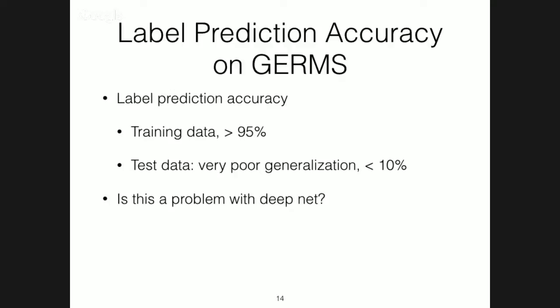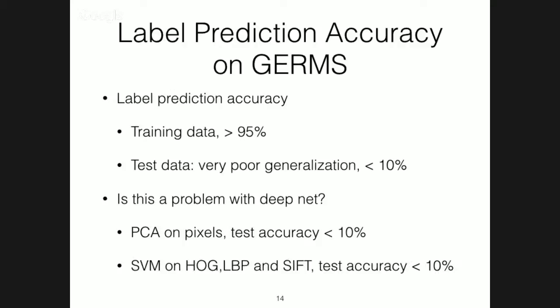So is this a problem with the DeepNet that I had? I tried PCA on pixels, just the 64 by 64 PCA and then classification. It was still less than 10%. So I said maybe PCA is too simple. Let's try SVM on some feature descriptors, LBP, SIFT, and HOG. Still less than 10%. So no improvement. This is just trying. Yeah, it's not deep. It's just feature extraction. You just get one view. Yeah, just a single frame.